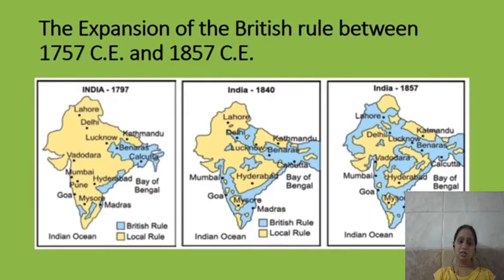Now you can see that from 1797 to 1857, in these three different maps, you can see how the British East India Company slowly expanded in almost all the important regions of India. See, at first they had their trading centers in all these places. This blue mark is the expansion of the British, and this yellow mark is the color for the local rulers. See, in 1840 how much area it has expanded, from Mumbai, Goa.